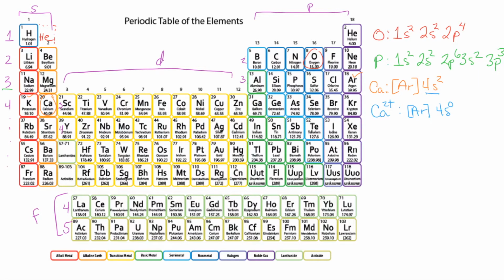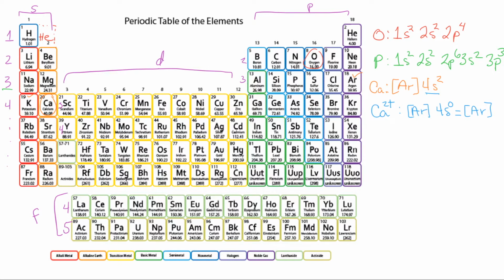2 electrons are taken away, right? But the way we actually write it in practice is we don't actually say 4s0. Okay. So that would be calcium 2+. It's essentially argon, acting like argon, the noble gas. Great.